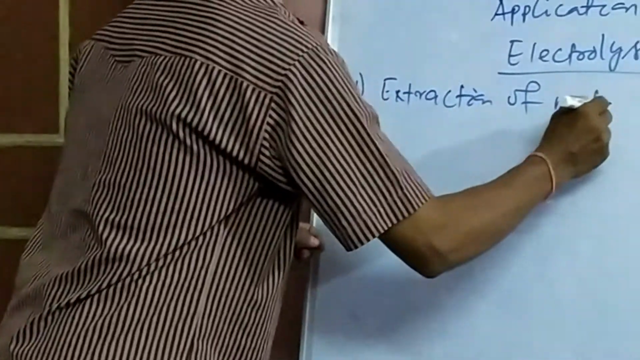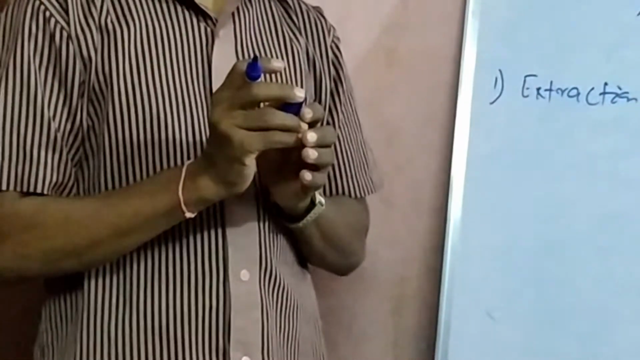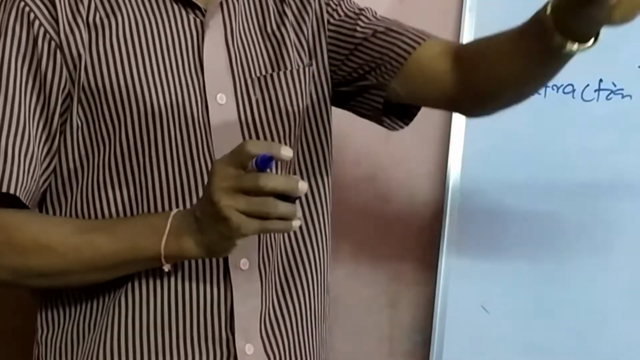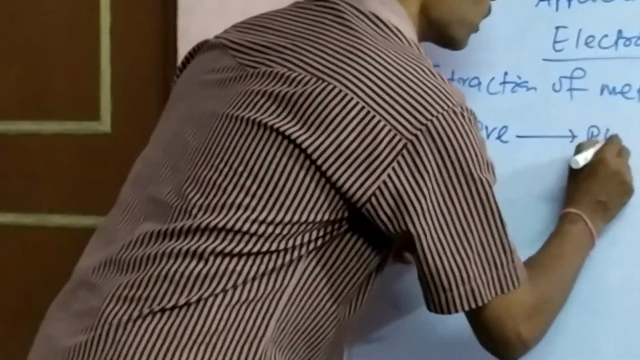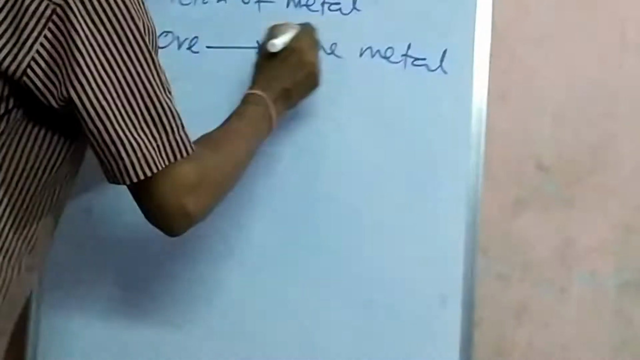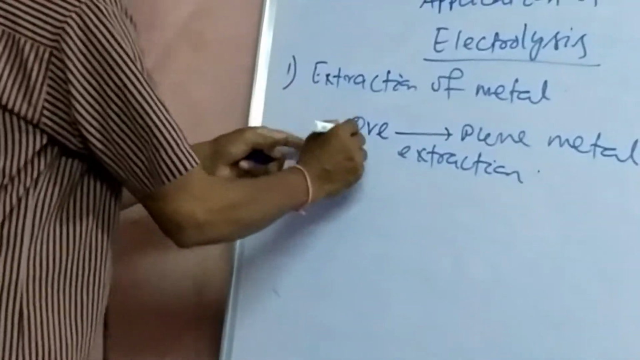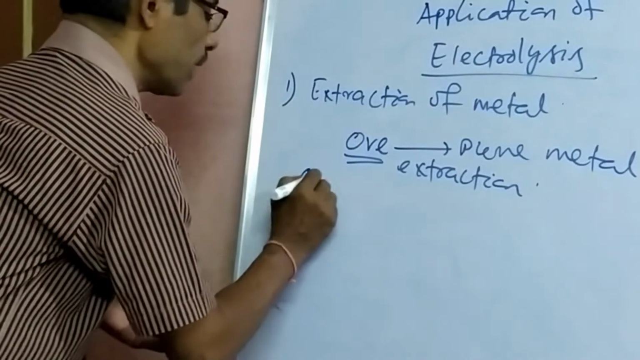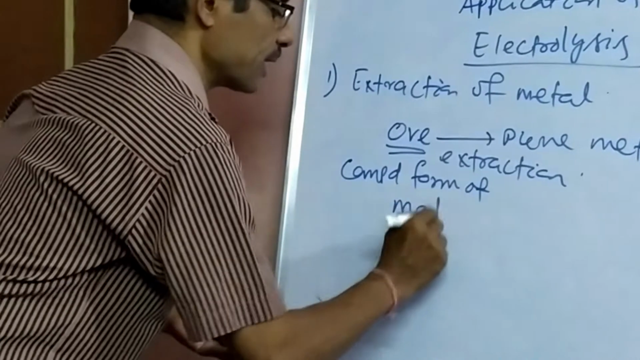Extraction of a metal. Basically, for metals which are highly reactive, right? Other methods are not suitable to extract them. To extract means to get the pure metal from its ore. What happens? The ore is there of a metal. From the ore we get which metal? Pure metal. The process is called what? Extraction. Right? Now, ore means what? This is nothing but a compound form of the metal.